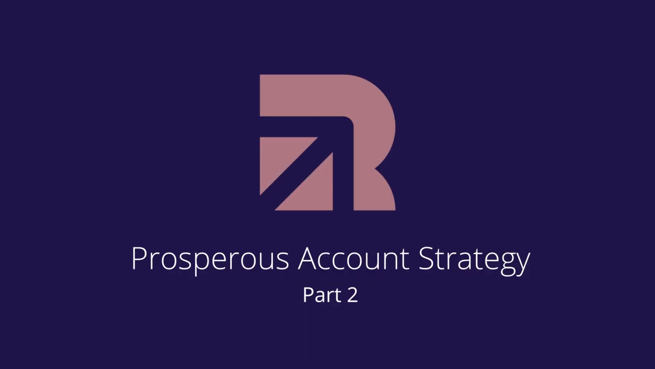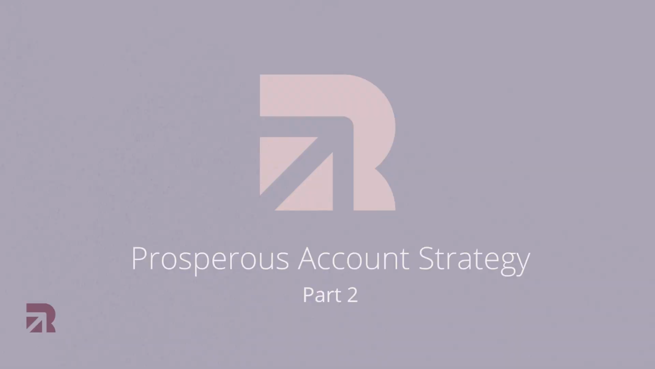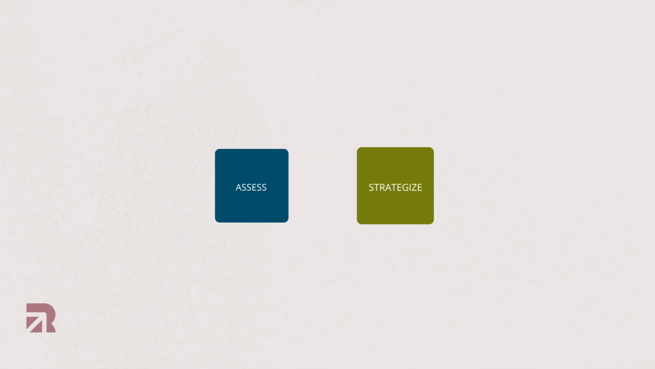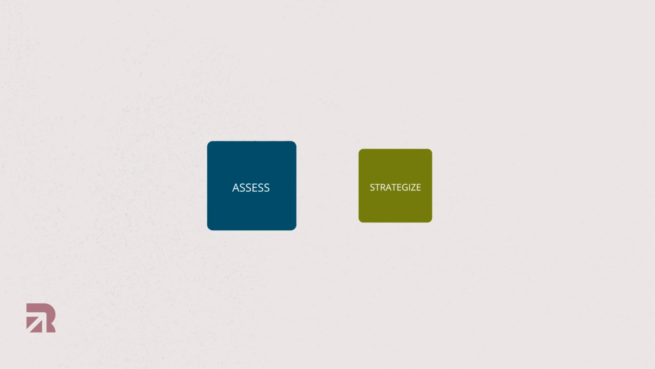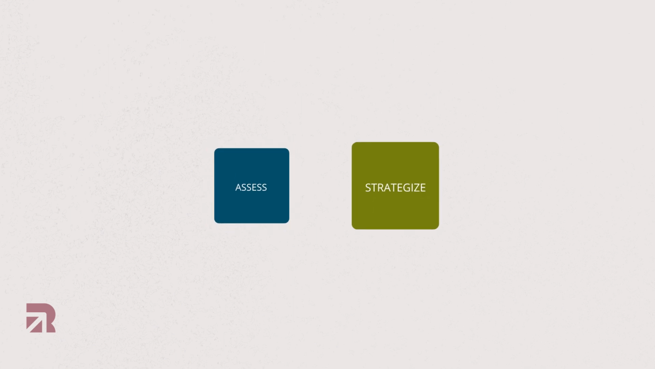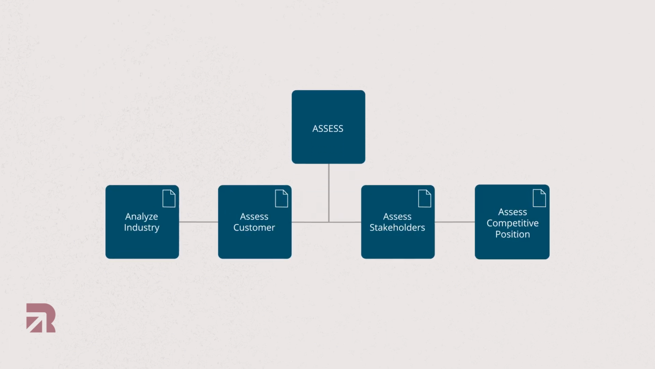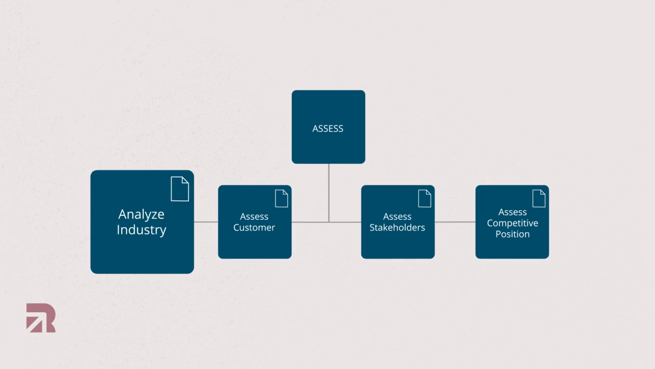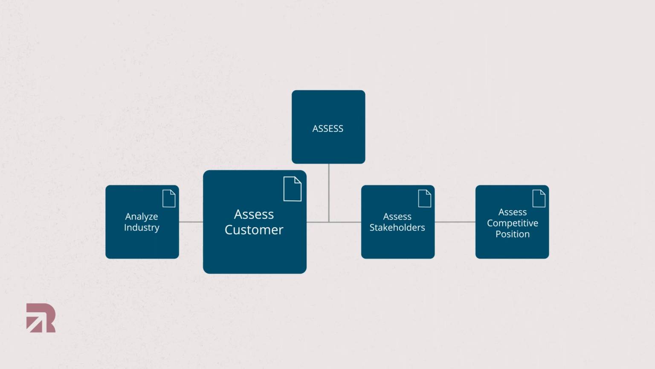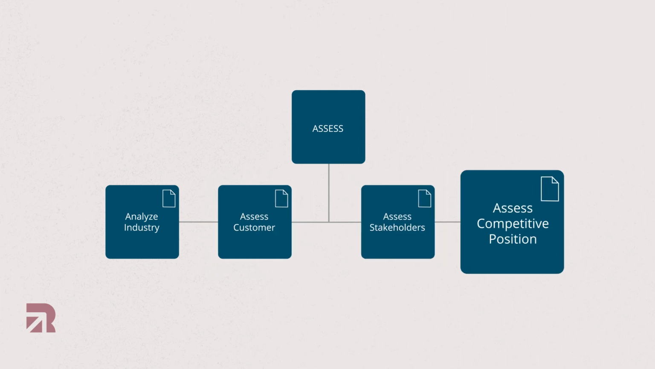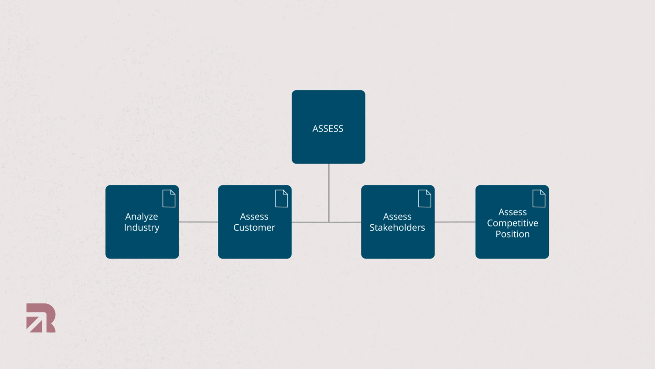Let's look deeper at assess and strategize now. Starting with assess. Keep in mind that while we will review these stages in a linear fashion, you may move back and forth in an agile fashion between the two stages as you develop your account plan. In the assess stage of the methodology, you analyze the industry and assess the current customer relationship, stakeholder relationships, and your competitive position to identify white space and opportunities to create value that align to the customer's strategy.